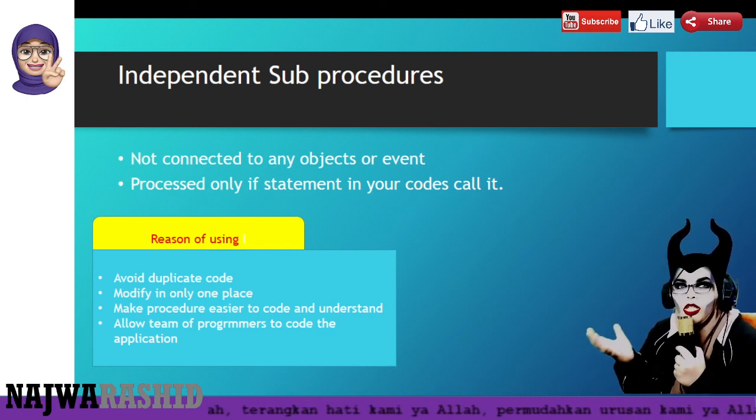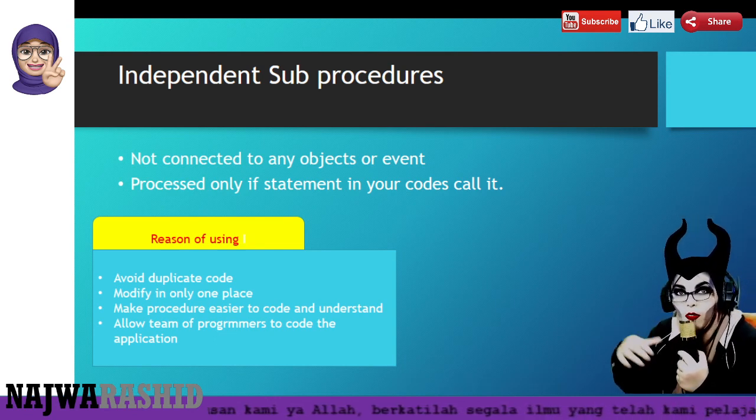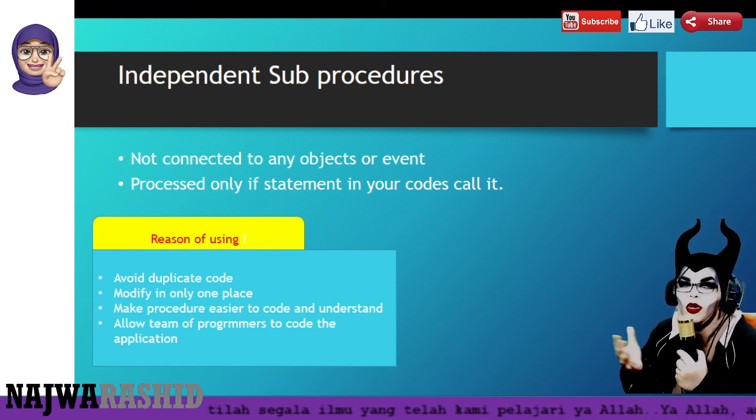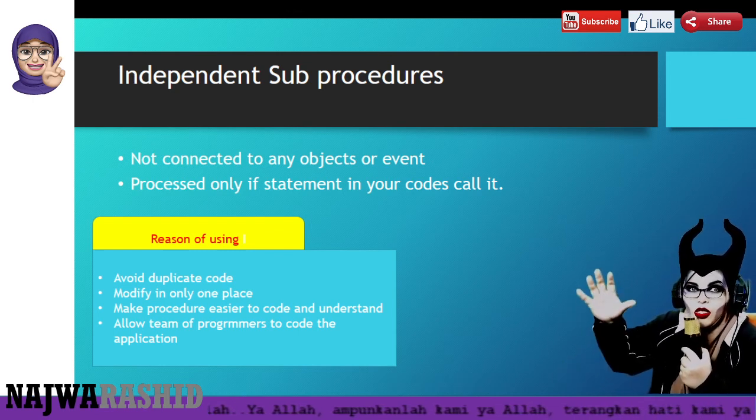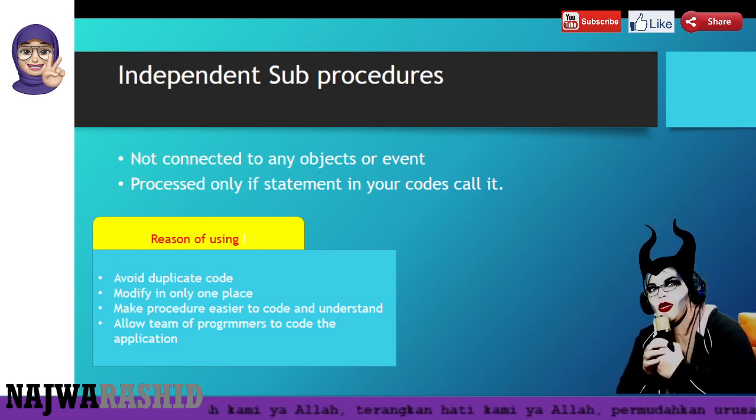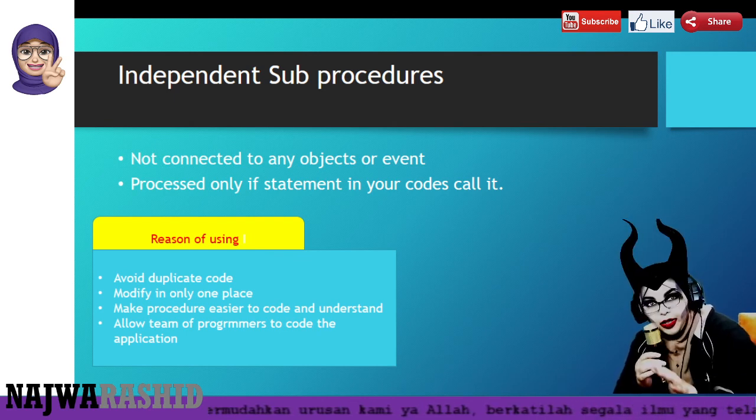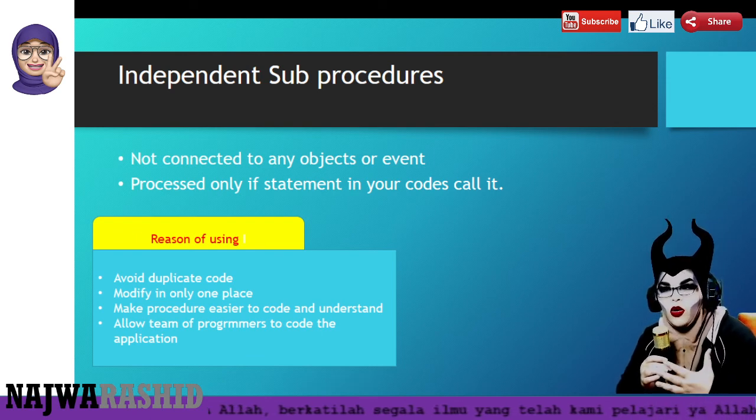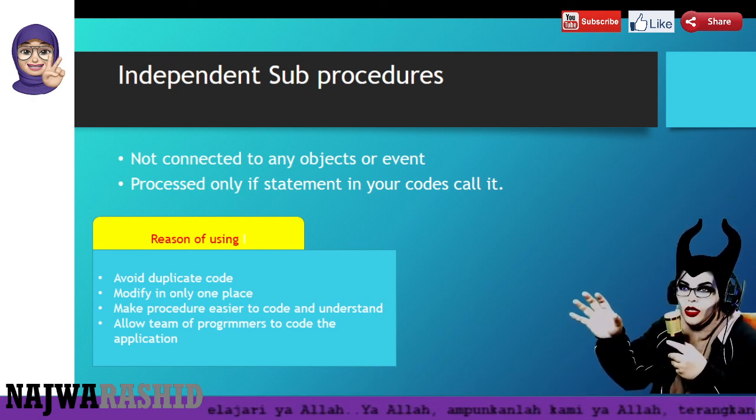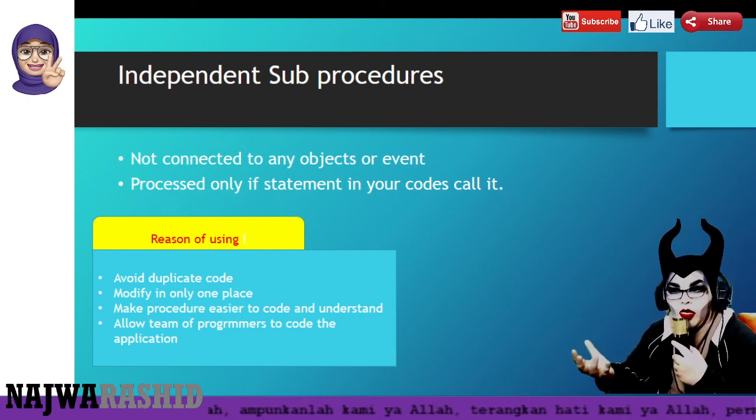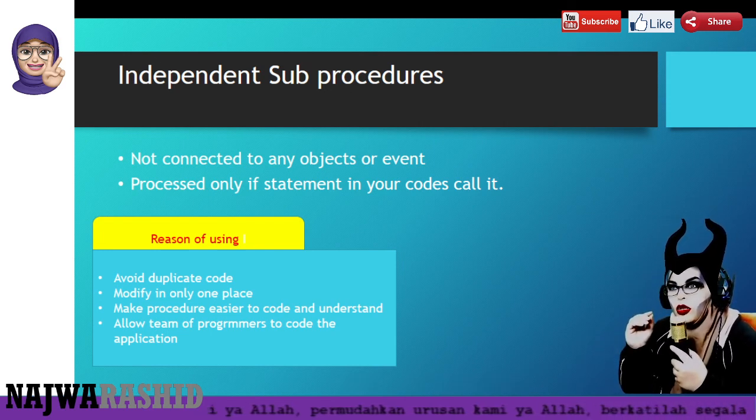The reasons why we need independent procedures are, first, we want to avoid duplicate code in our programming. Second, we want to modify it in only one place, so we only modify that independent procedure rather than several sections in our code. Third, we want to make the procedure easier to understand, easier to find errors, easy to code and easy to read. And the fourth one, we want to allow a team of programmers to code the application, so everyone has their own idea to come out with another procedure. It is easier for us if we work as a team to program an application.